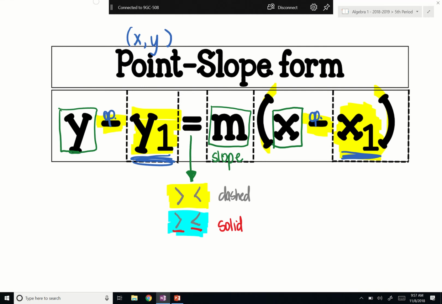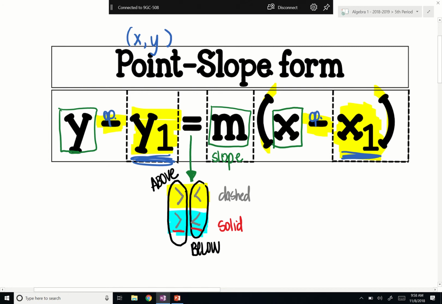Now look, I'm going to get a little bit more crazy. What do these two signs tell us? We're going to shade above. And what do these two lines tell us? Below. Okay, so if it's not an equal sign, it's going to be an inequality sign. And those inequalities tell us two things: what type of line you have, dashed or solid, and where you shade, above or below. Are we okay with that?